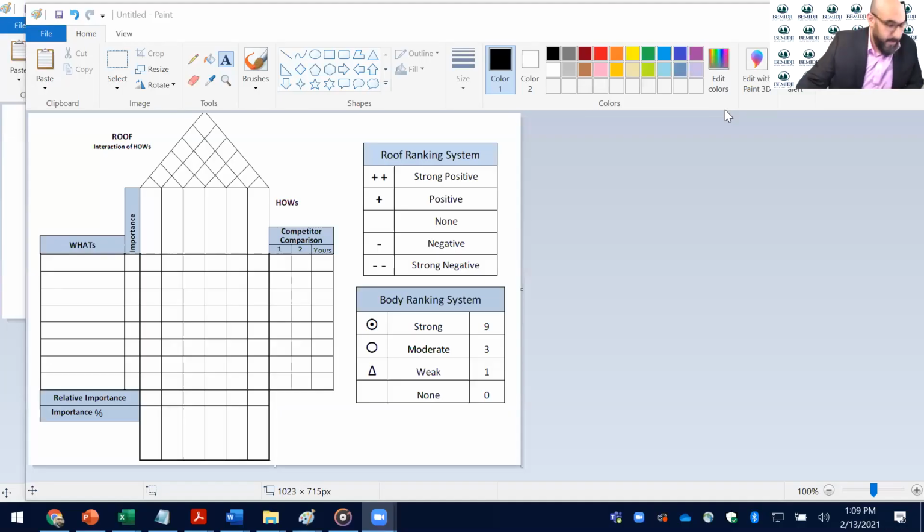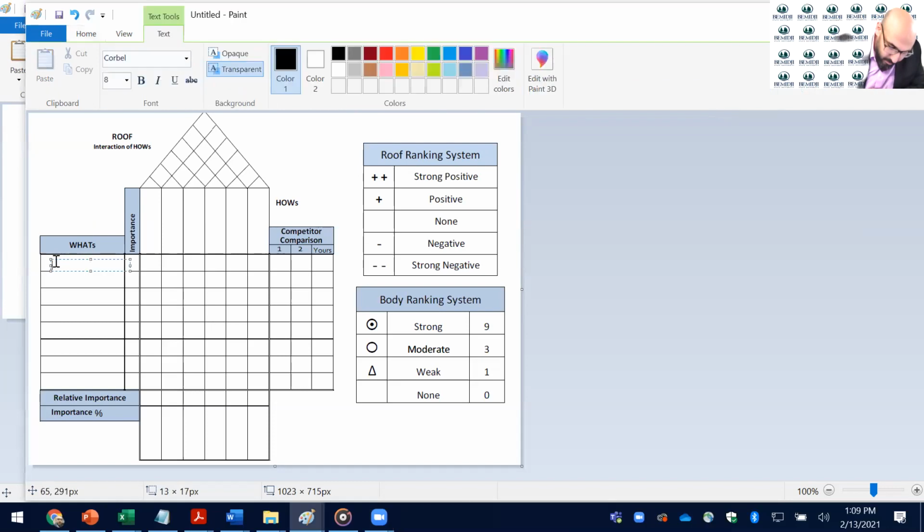Okay, so I hope you guys see my screen. The first item is low cost. So I'm going to write low cost here, on the first activity. So this is the first thing that I want to do. I need a low cost item.